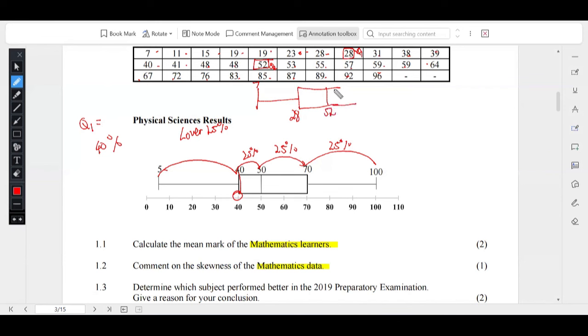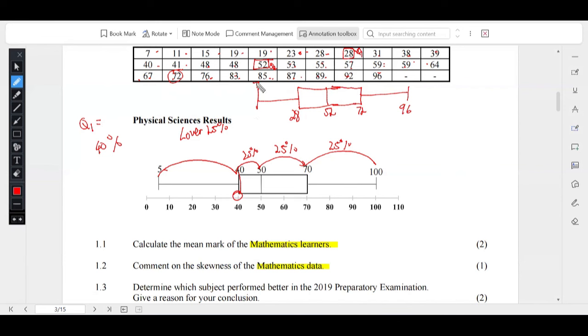So you see, I'm trying to indicate a box and whisker diagram also for the mathematics result. So here it would be 1, 2, 3, 4, 5, 6, 7, and then there we go, 1, 2, 3, 4, 5, 6, 7. So the 72 here would be our Q3, and then the maximum would be 96.